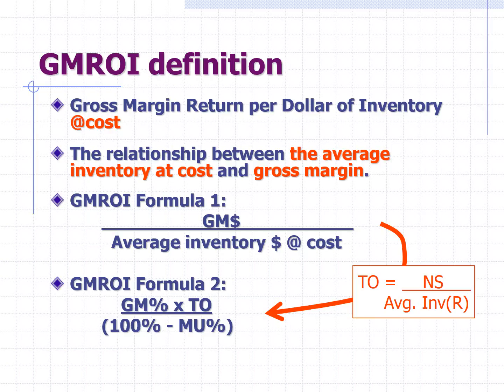Which one we use depends on whichever information we already have. If we already have calculated turnover, for example, and we know what gross margin percent we are planning on, then we can plan GMROI based on these two numbers as well as the markup percent. Whereas if we know gross margin in dollars and average inventory at cost, then we can just use the first formula to calculate GMROI.